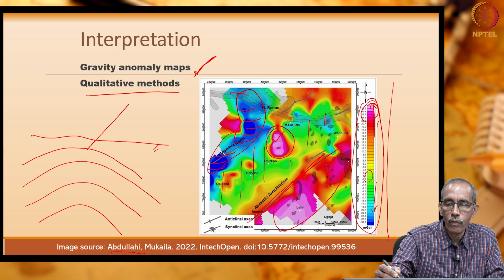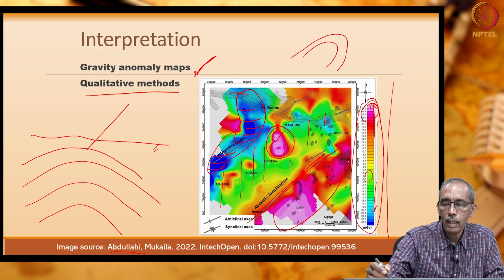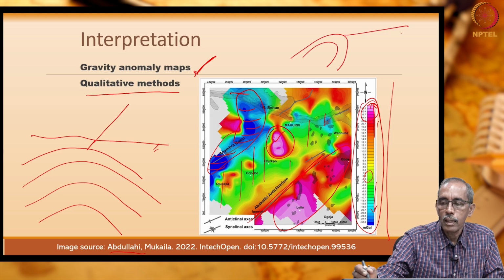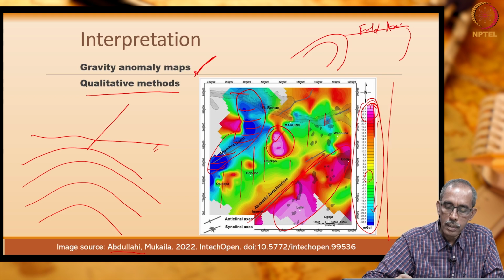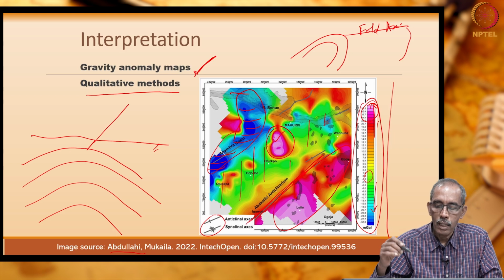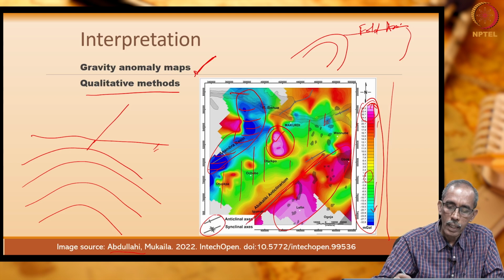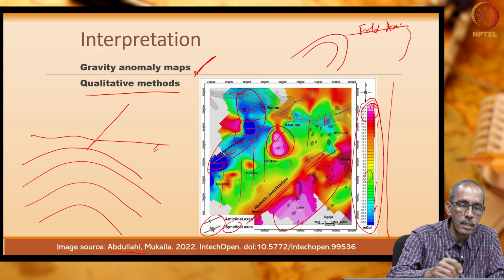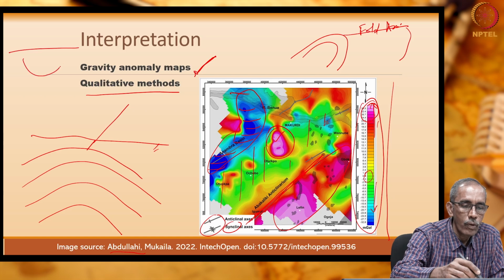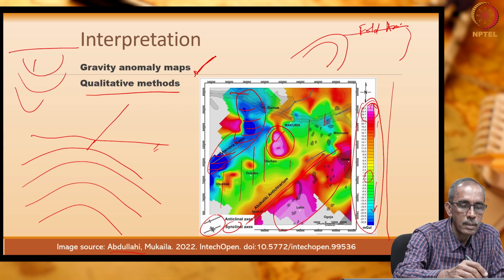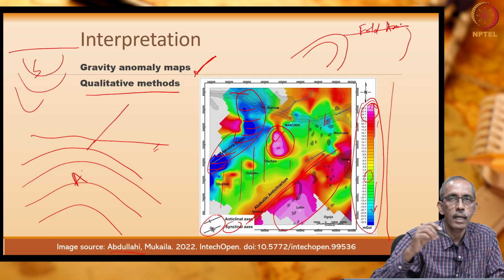When I draw a fold three-dimensionally, this is how it is. So, this is known as the fold axis. All these colors indicate the fold axis. They have demarcated the anticlines as well as synclines. Synclines are just the reverse of this, where the formations are folded this way. This is known as a syncline, and this is known as an anticline.